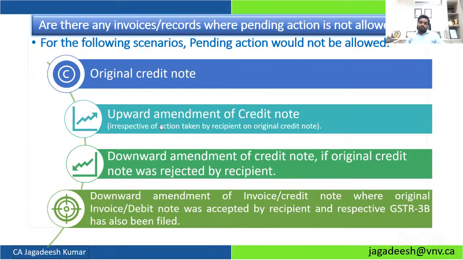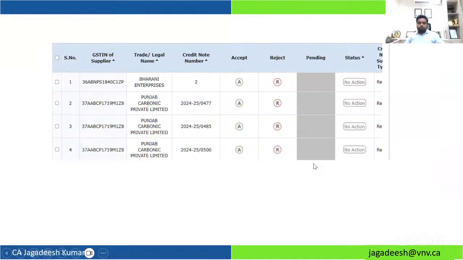In case of upward amendment of a credit note, the same case applies: irrespective of the action taken by the recipient on the original credit note, you have to accept or reject it. The same way, in case of downward amendment of a credit note, if the original credit note was rejected by the recipient, as well as in case of downward amendment of an invoice or debit note where the original invoice or debit note is accepted by the recipient and the respective 3B has also been filed. In all these cases, you will notice that in order to curb the revenue loss to the government, they have put all these restrictions. Okay. So now, if you see here, you have an option only to accept or reject, not for pending.